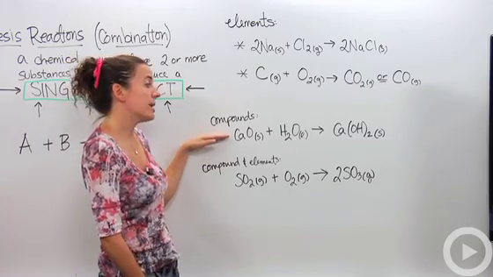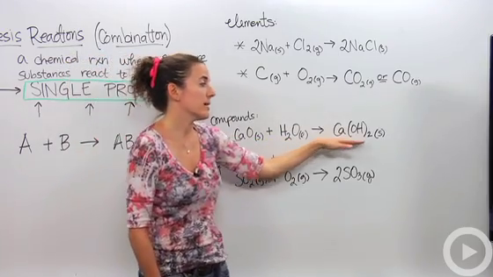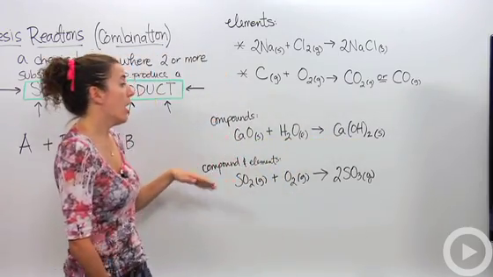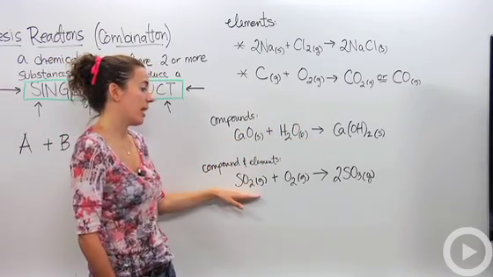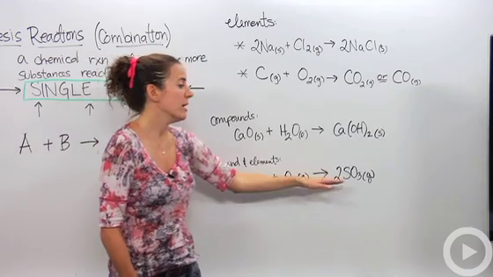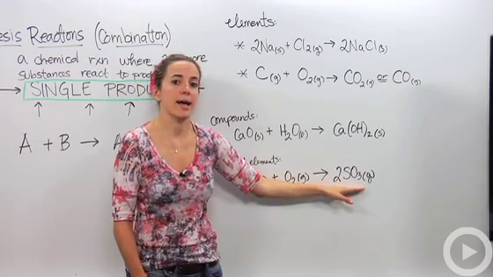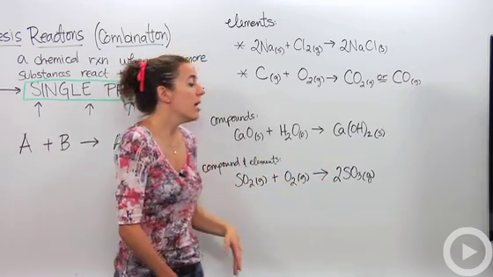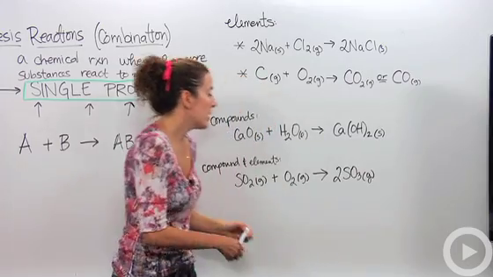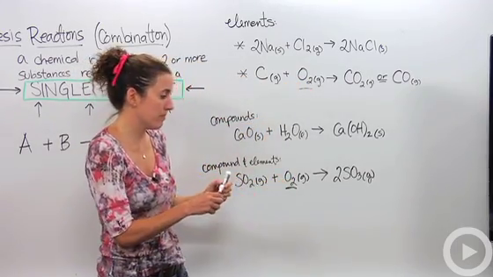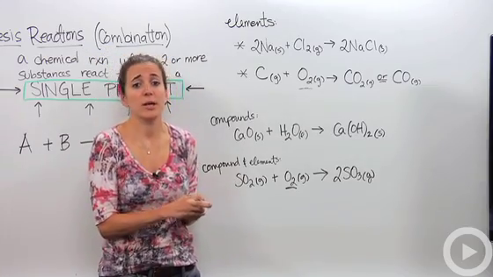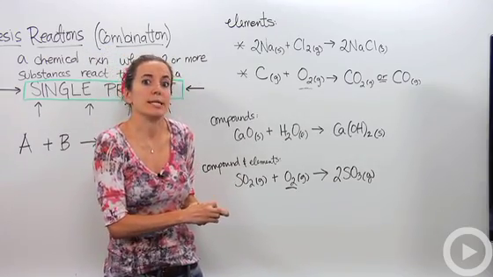Or two compounds can come together. We have calcium oxide, which can combine with water to produce calcium hydroxide. Notice again a single product. Or a compound and an element can come together. Sulfur dioxide plus oxygen gas yields two sulfur trioxide gas particles. I do also want to note that because these two react with oxygen, these can also be classified as combustion reactions, which you can learn about in another video in more detail.